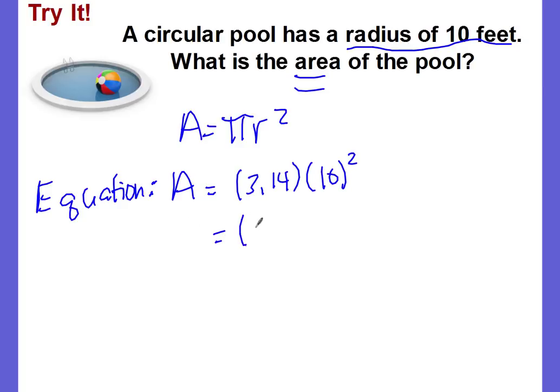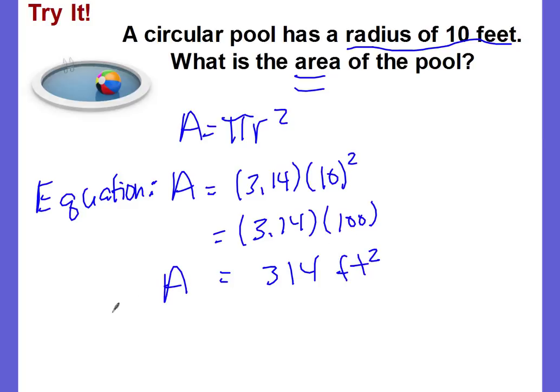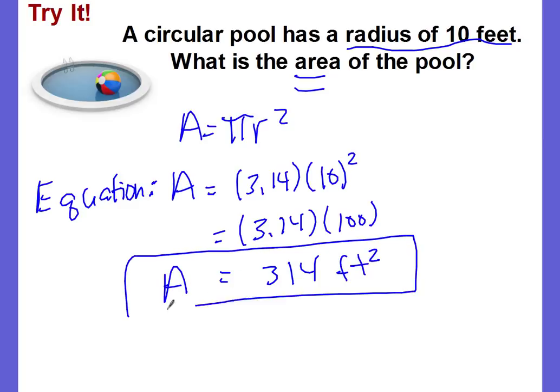Okay, did you go ahead and get 100 when you squared 10? Then multiply 3.14 times 100 and you get 314. So your area is 314 feet squared. If you did not get this answer, check your work, see if you can find your mistake.